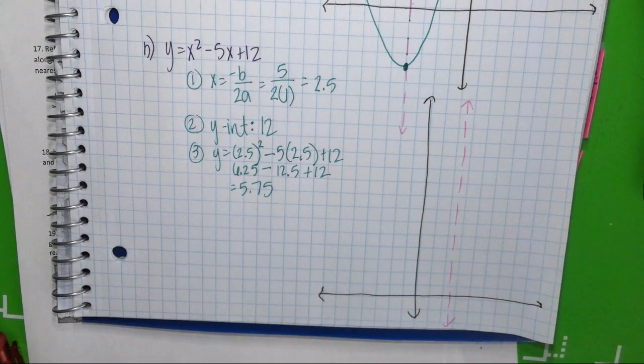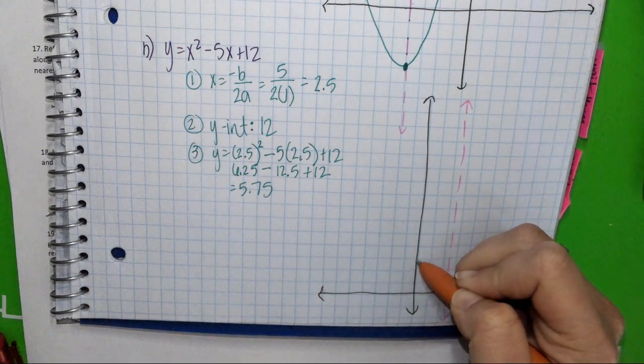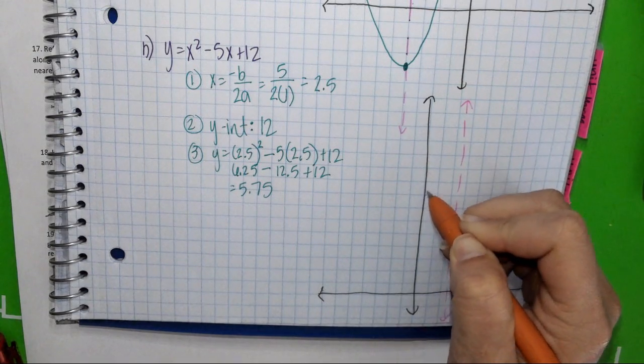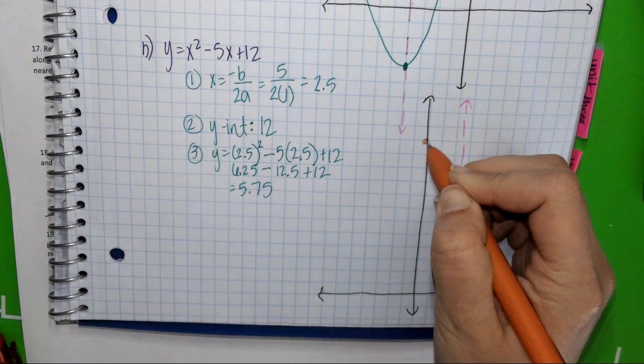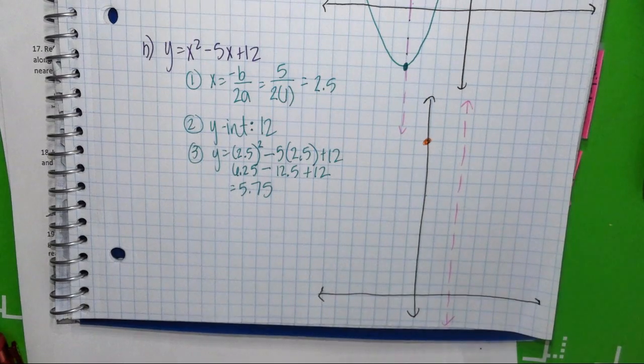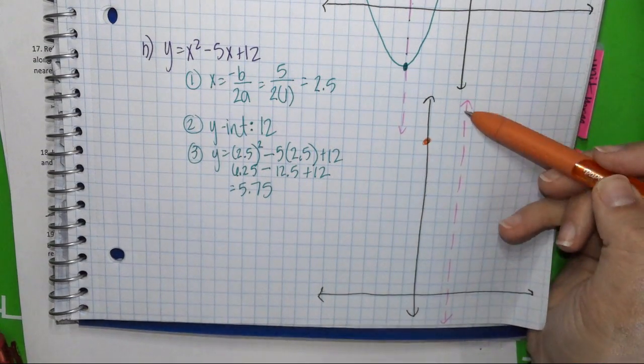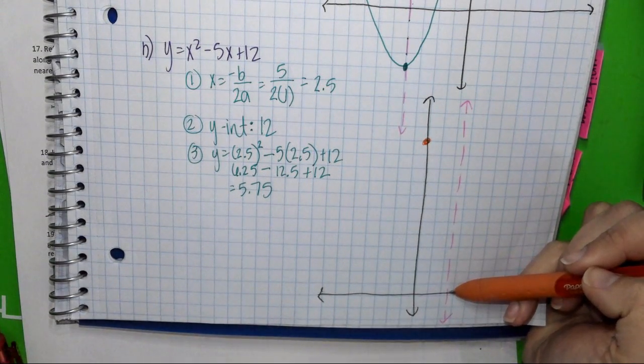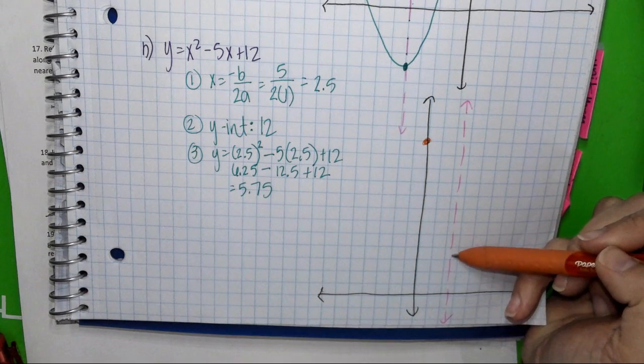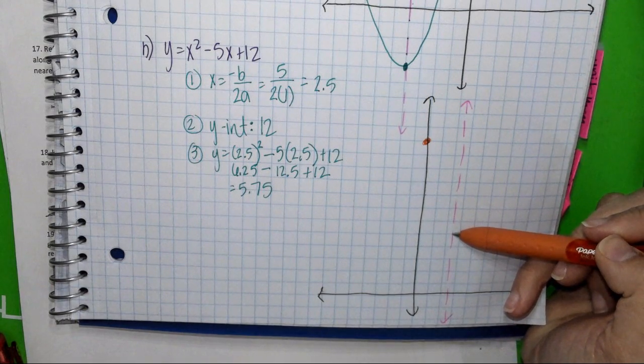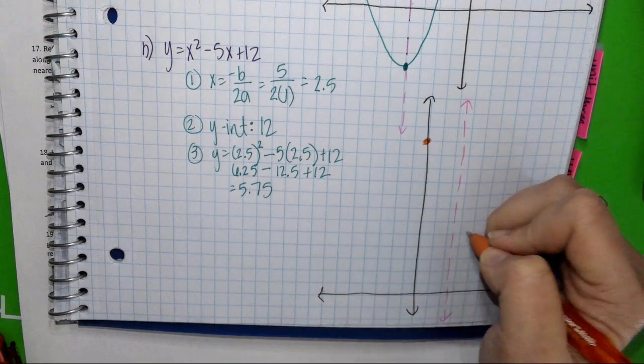Now we need to plot our y-intercept. What is our y-intercept? 12. Okay, so we go up 1, 2, 3, 4, 5, 6, 7, 8, 9, 10, 11, 12. Now our vertex has to be on this line right here. So we're going to go right 2.5, up 1, 2, 3, 4, 5. And then 5.75 is right before 6.